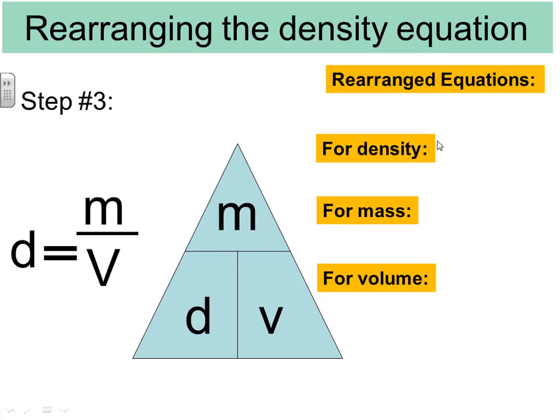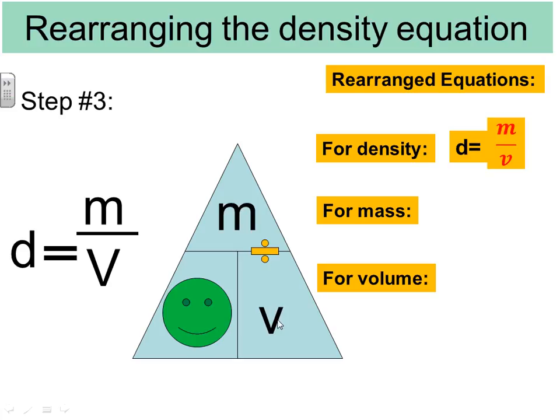Let's go through and find the equation for density first and see how we use this shortcut that is the triangle. In order to solve for density, what I would do is cover up density. You can draw a smiley face over it or use your hand or whatever you want. If you cover up density, you see that you're left with mass over volume. That over means divided by. So the equation for density is mass divided by volume. Okay, you've already seen that over here. That's just fine.